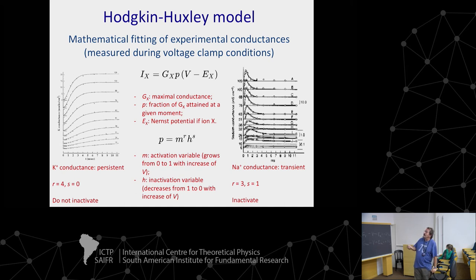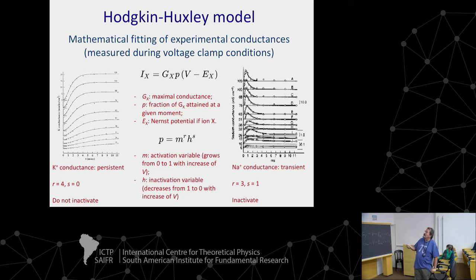P is a probabilistic factor that gives just the fraction of G of X that is present at any given time. So how much of this maximal conductance is active at a given time? We know today that this is due to the gates, but at that time they didn't know about gates, so they just measured this probability. It's a number between 0 and 1. And V minus E of X is just the difference between the voltage and the Nernst potential of the ion X.